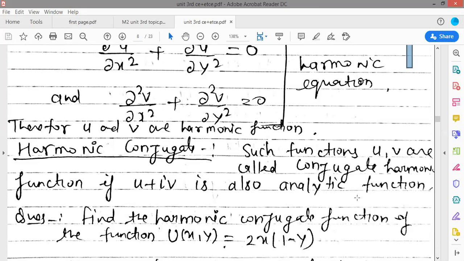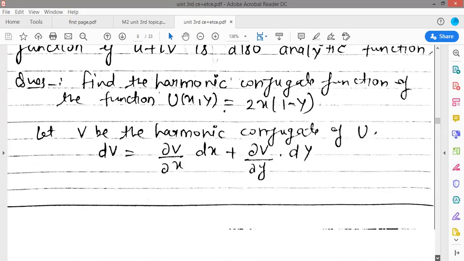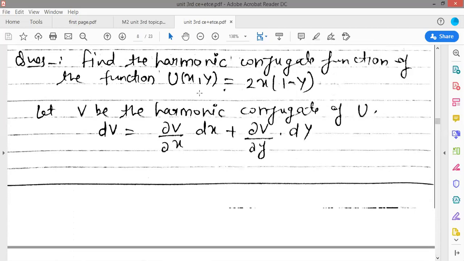So this is the definition of analytic. Now if u plus iota v means f(z), and f(z) is an analytic function, then we can say u and v are conjugate to each other. So there is an example here, so let's see the example. Find the harmonic conjugate function of the function u(x,y) is equal to 2x(1 minus y).